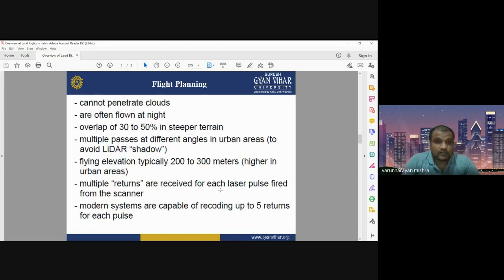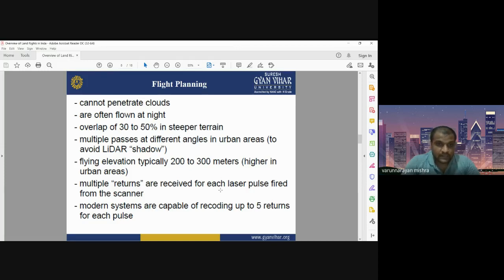The flight planning is also important. When we are going to start lidar mapping, when we are going to start scanning our area, we should have cloud free weather, because lidar cannot penetrate through the clouds. So before planning any lidar survey, we first should check the weather condition. So the first requirement is that there should be cloud free weather.